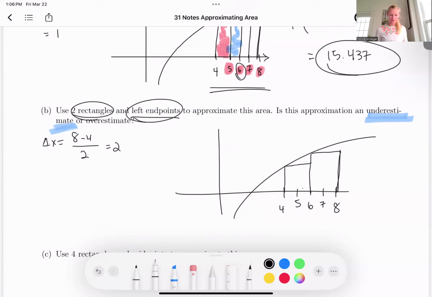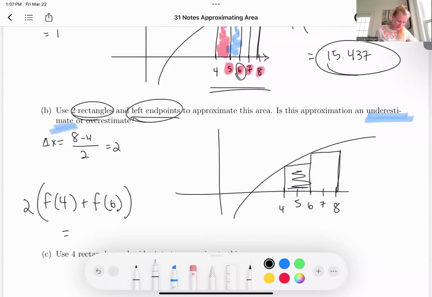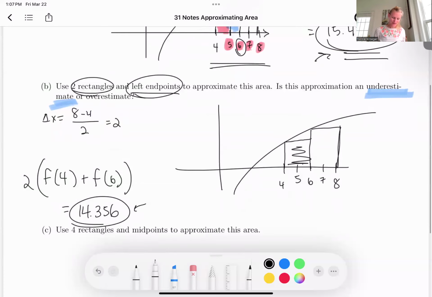And so finally, if we want to approximate this area, f of 4 will give us the height of this rectangle, and f of 6 will give us the height of the other rectangle. We have to multiply that by our delta x, the width of the rectangle. So we're multiplying by 2 in this case. When I do that, I get 14.356. That's close to our previous value, but we notice that this one is smaller than the previous one, which is good because we expected the first one to be an overestimate and this one to be an underestimate.